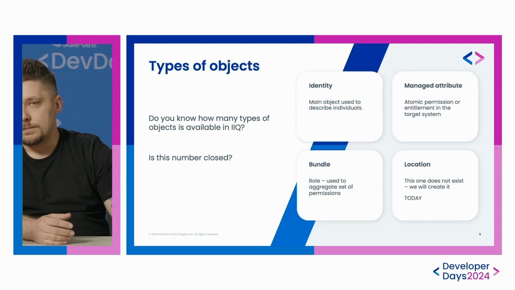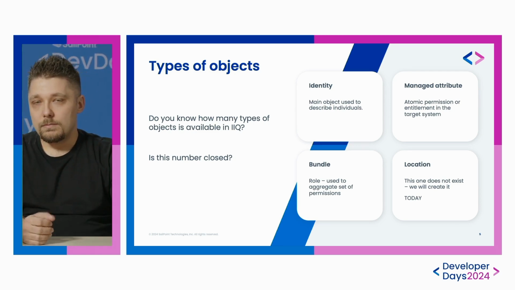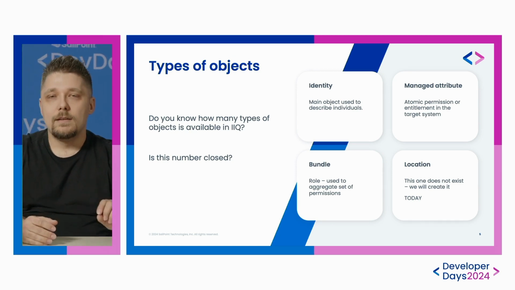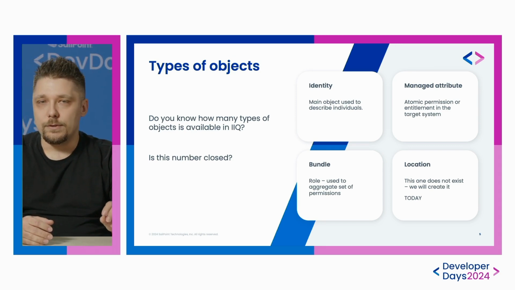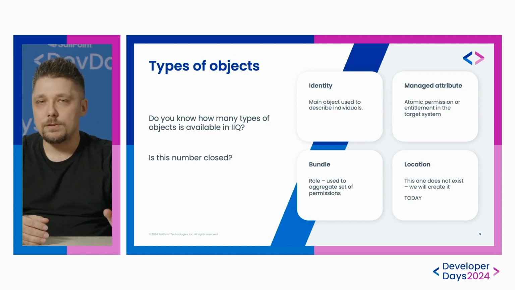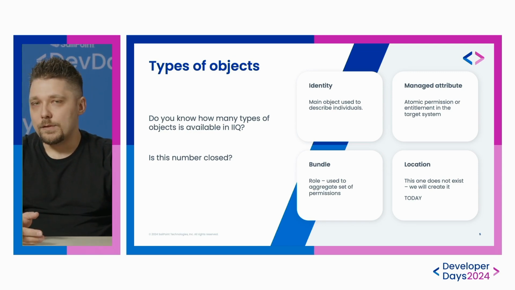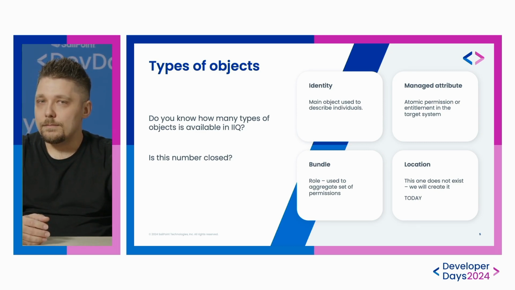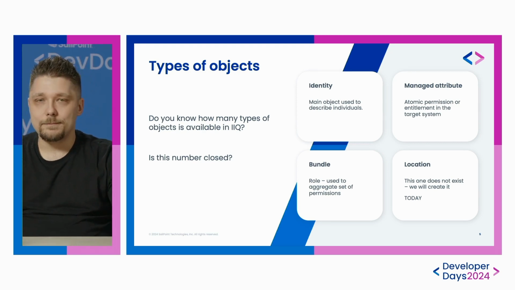And we have locations. Those of you who asked the question, do we really have locations? All right, we don't, but that will be one of the tasks that we will be doing today, so stay tuned. Two questions. I think I actually answered both already. First, do you know how many types of objects are available in IdentityIQ out of the box? And second, is this number closed? Do you remember 143? And of course, the number is not closed, right?